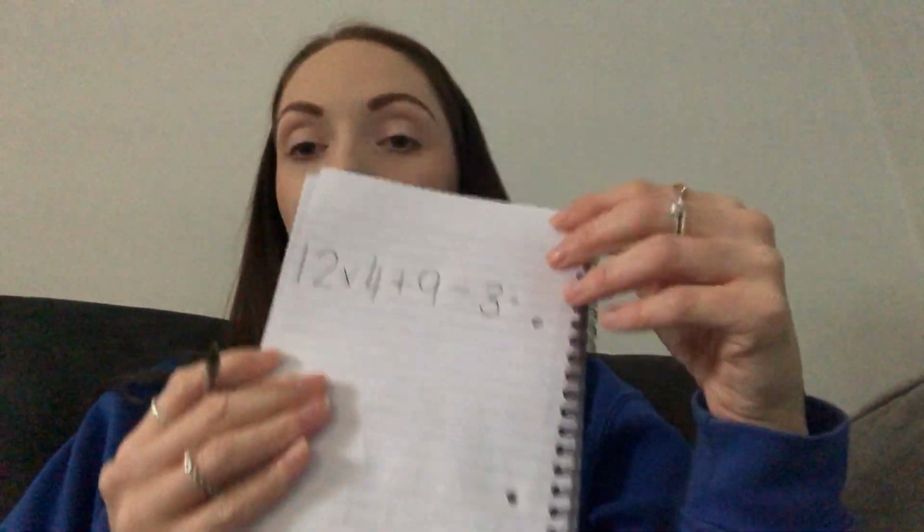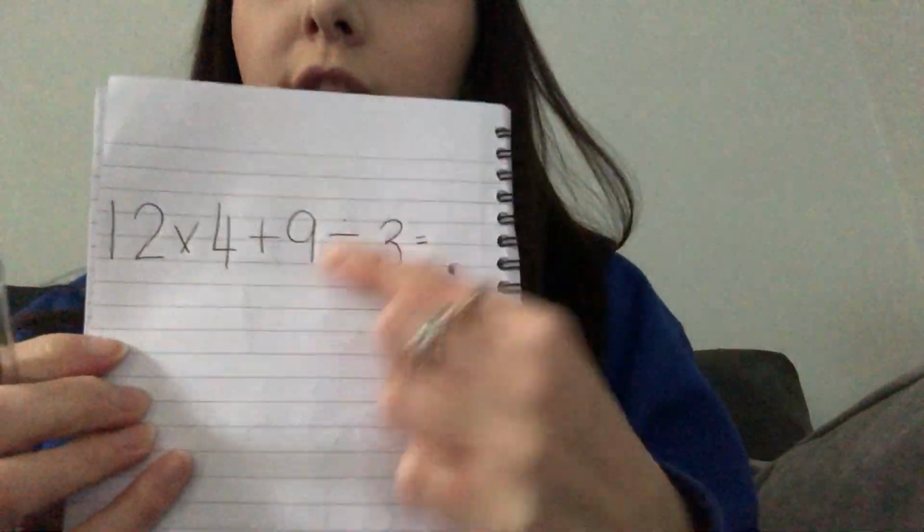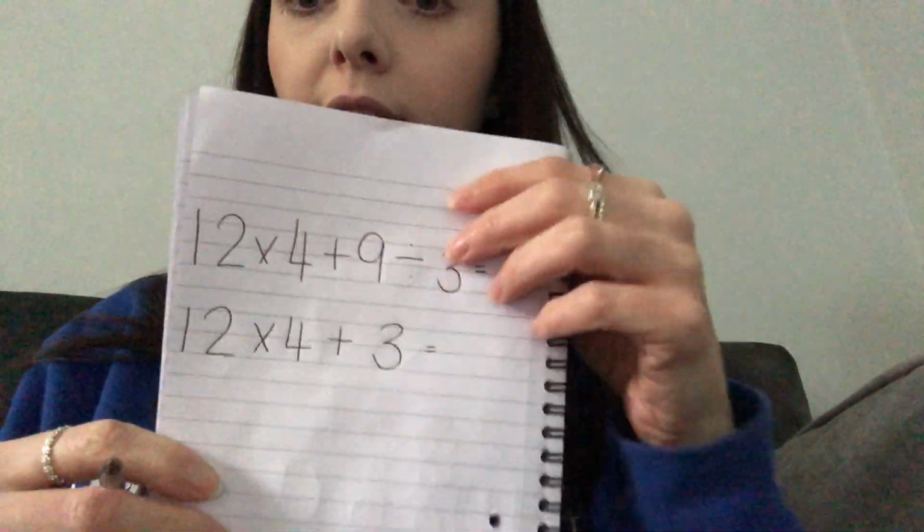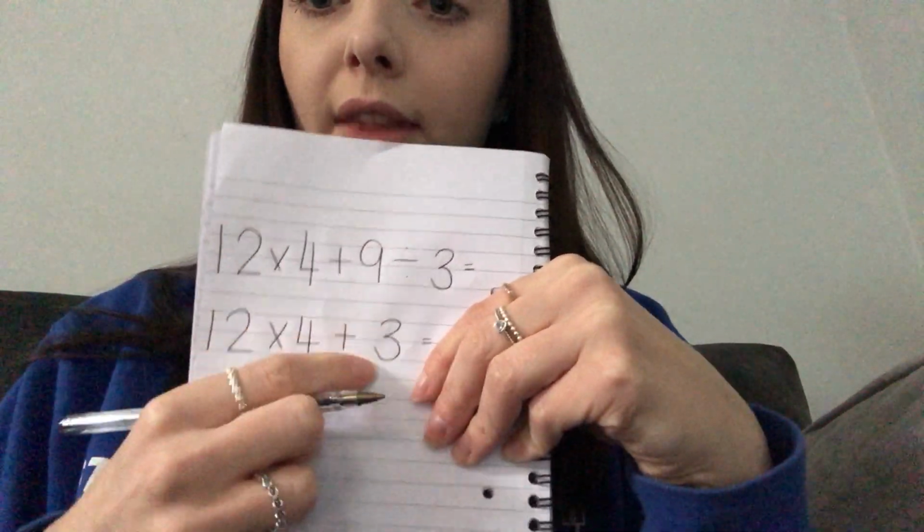12 times 4, add 9, divided by 3. In this one then, we've got multiplication, we've got addition, and we've got division. So I'm going to go back to my BIDMAS reminder. Division is first. We've got no brackets and we've got no indices. So the first thing we need to do is the division. The division is here, 9 divided by 3, which is 3. So I'm going to change 9 divided by 3 to 3. It's a bit shorter now because I've worked this out.